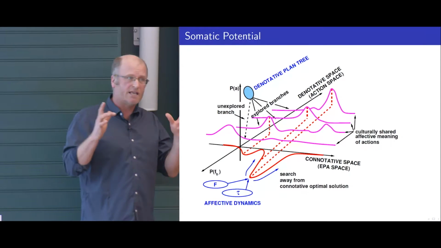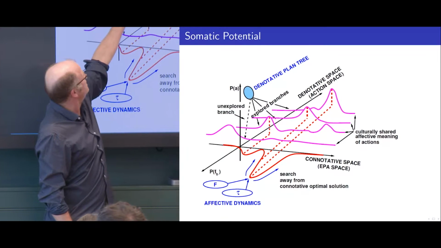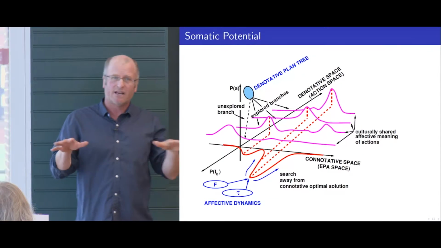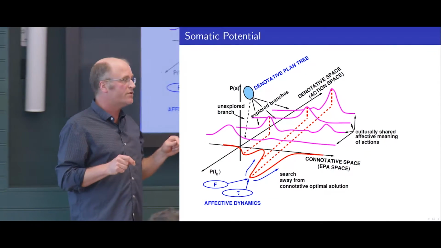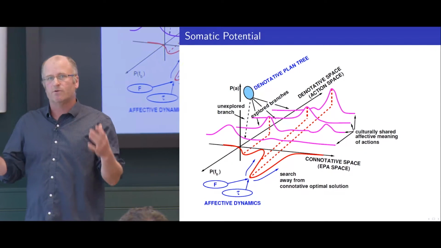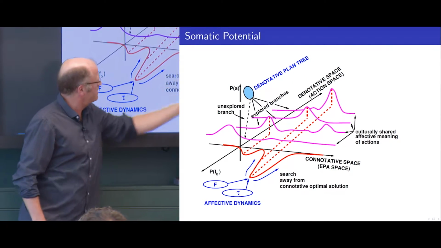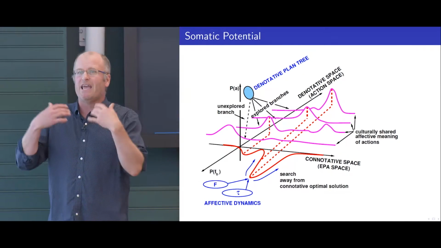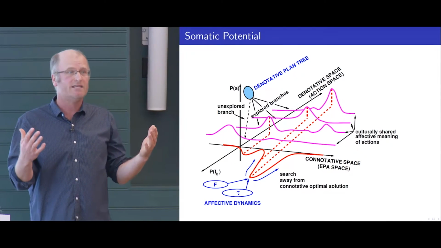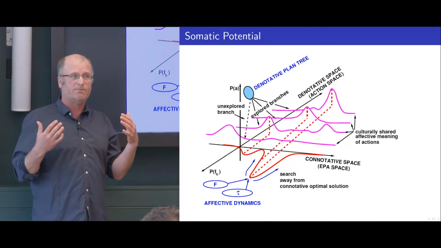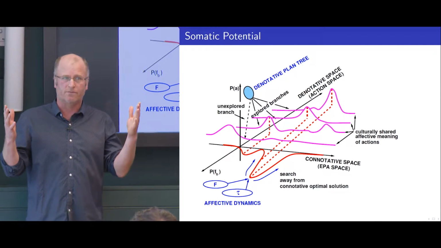Okay, so how does this help us? Here I've drawn, sort of hacked in, our denotative plan tree with all the possibilities that I have to think about, and every single one of those possibilities has a distribution in this EPA space. I've drawn here in red the distribution of my expectation. So this is what I expect to happen in the connotative space. I'm in a hospital, I expect people to behave in a certain way, for example, right?